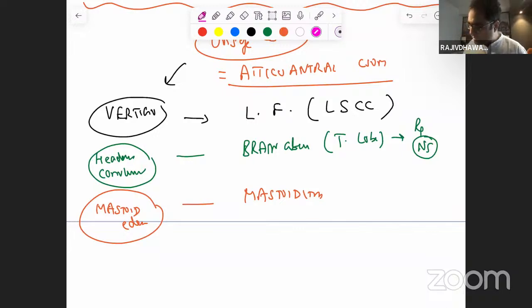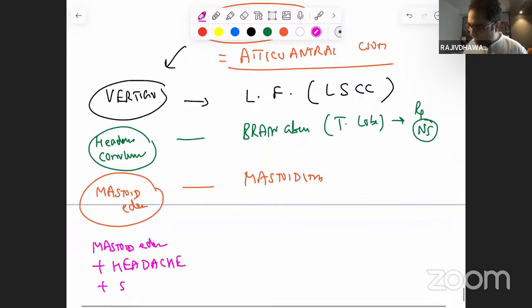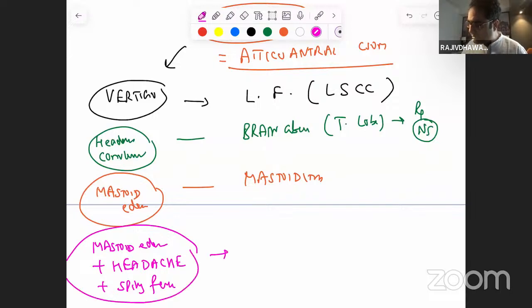Chronic foul-smelling ear discharge with mastoid edema, think of mastoiditis, beta. And if you see mastoid edema written, but along with that there is headache, headache always points toward brain infection, beta. Headache plus spiking fever, then you write the answer: unsafe CSOM with sigmoid sinus thrombosis or lateral sinus thrombosis, beta.